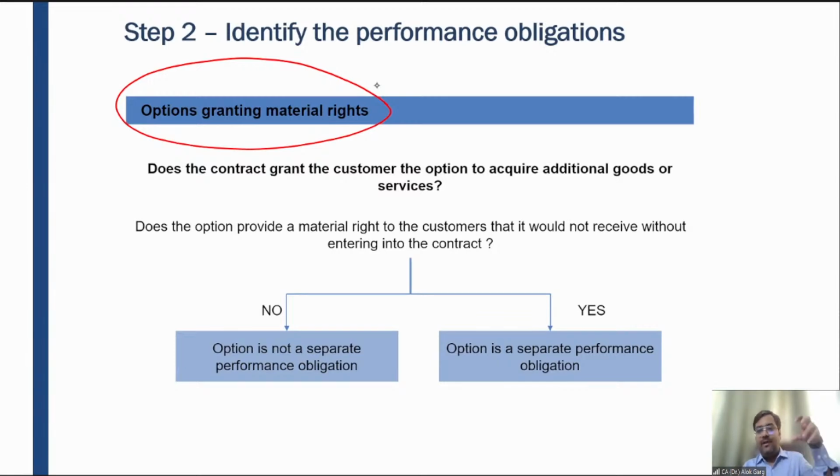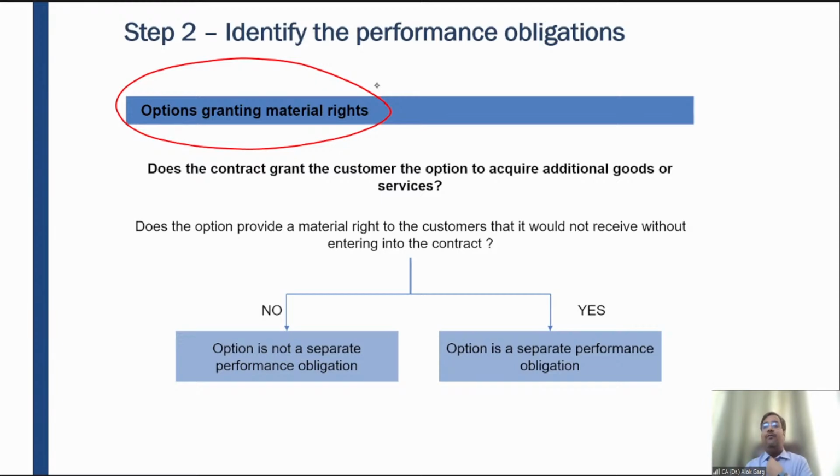It means Zomato is selling you a discount coupon, and by way of selling that coupon, you will get a discount in future, right? So you have entered into a contract where you are getting an option granting a material right to discount in future. So friends, in this case, the standard says that if by entering into a contract you are getting an option, why has the word option been used? Because it is at your discretion.